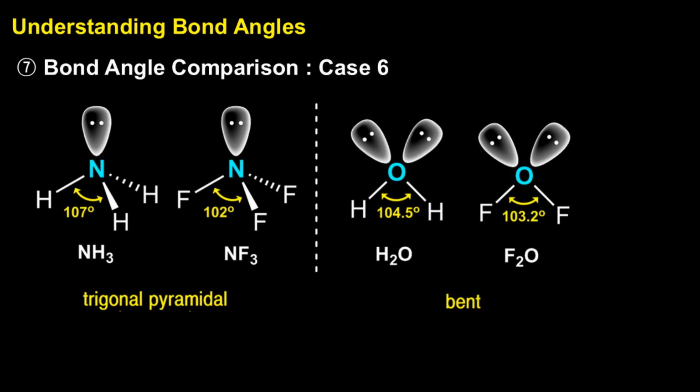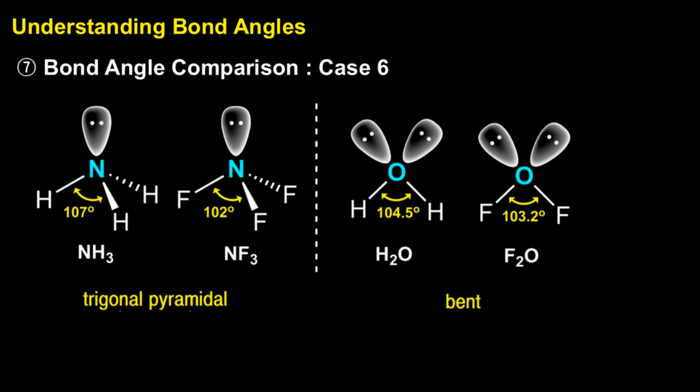But in nitrogen trifluoride, it's a different story. Fluorine is more electronegative than nitrogen, so this time the bonding electrons are pulled away from the nitrogen toward the fluorine atoms. That lowers the electron density around nitrogen, which means less repulsion between bonding pairs, and that's why the bond angle shrinks to around 102 degrees.